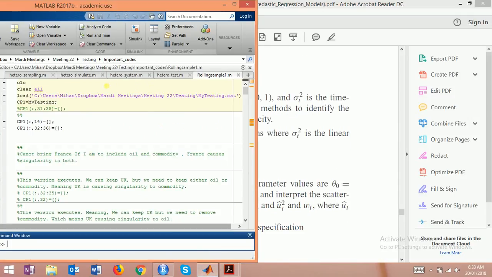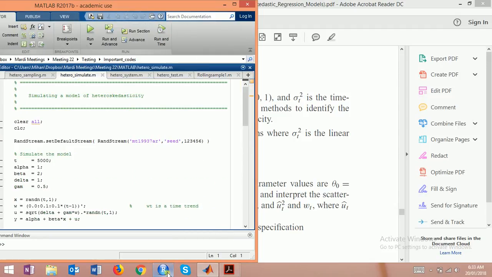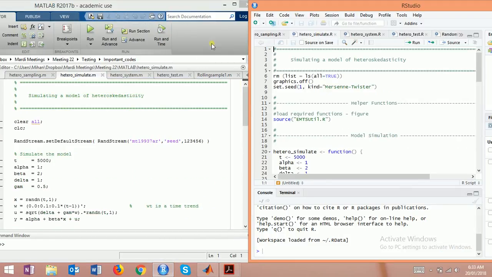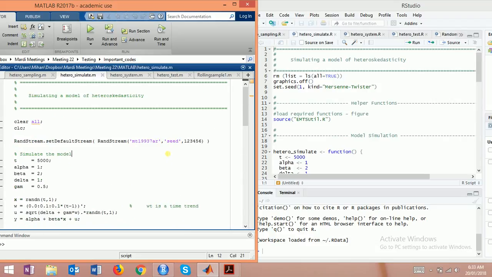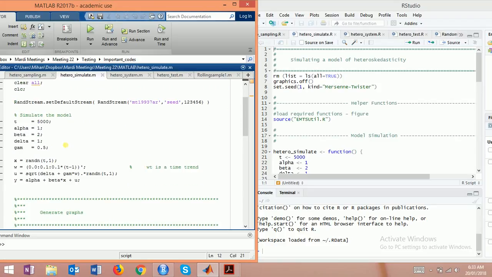First of all, let's see if there are any local functions. There are no local functions, so we'll start with simulation. Obviously we'll start with setting the seed, simulate the model 5000 times; alpha, beta, delta and gamma are given to us. So first we are going to generate the exogenous variable randomly, because it has zero mean and one standard deviation with normal distribution, so randn t1.